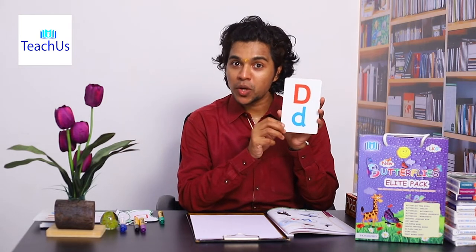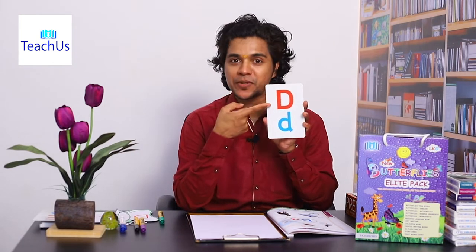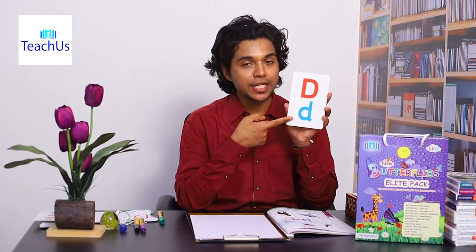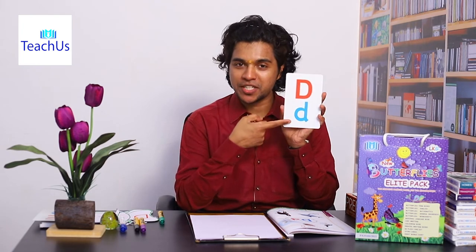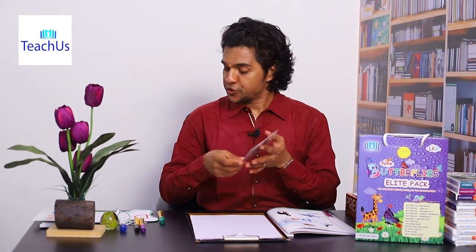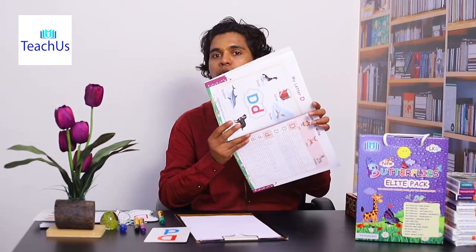Letter D also has two forms, capital letter D and small letter D. Okay, so we will read more words that begin with the sound D from the textbook.